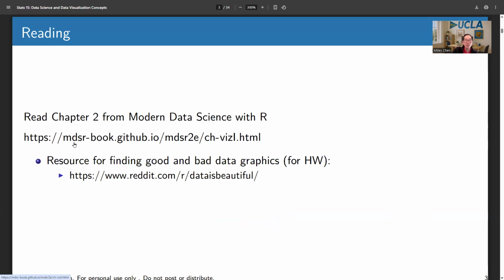In the homework, one of the exercises says to find a data graphic that's compelling and another data graphic that's not compelling. One place where there are both good and bad data graphics, where people share data graphics, is the subreddit called Data is Beautiful. Sometimes there truly are things that are beautiful, and sometimes they try to present data and it just doesn't quite work. Take a look and see what's out there, and you can read some of the comments. A lot of the comments are about the data itself, but sometimes the comments are on why the graphic does or does not work.